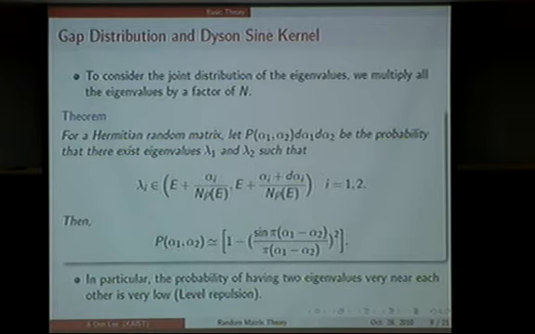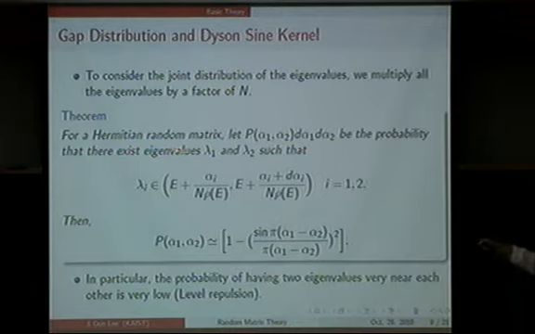And the third thing is the gap distribution and the Dyson sine kernel. For this, we multiply all the eigenvalues by a factor of n. If you do that, we consider the Hermitian random matrix case, because the symmetric case has a different kernel, and that kernel is much more complicated. So the Hermitian case or the unitary case is the most well-known.